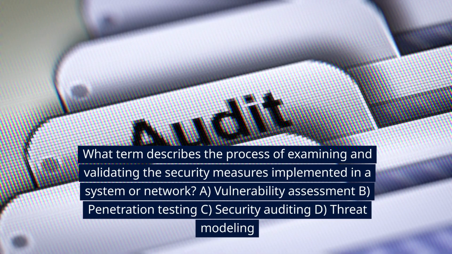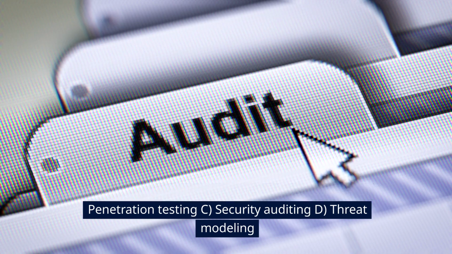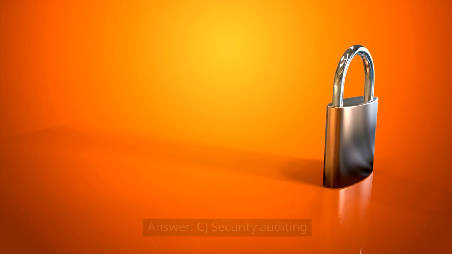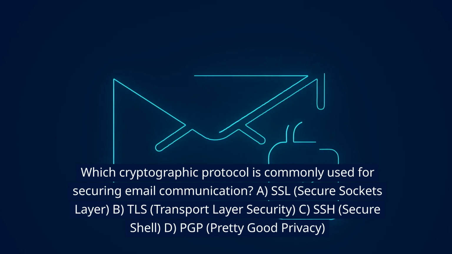What term describes the process of examining and validating the security measures implemented in a system or network? A. Vulnerability assessment. B. Penetration testing. C. Security auditing. D. Threat modeling. Answer: C. Security auditing. Which cryptographic protocol is commonly used for securing email communication?